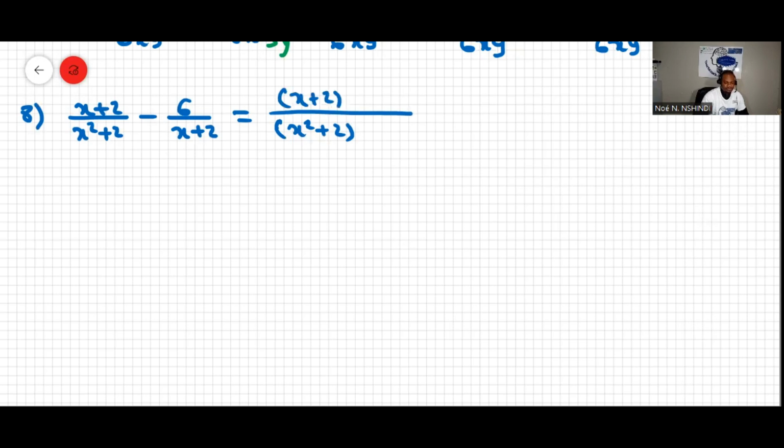x plus 2 minus 6 over x plus 2. Now, to get the LCM, I must times here by x plus 2. So x plus 2 here is also represented here. And then to make the fraction even, I'll times here also by x plus 2. And on the other fraction, I'll times here by x squared plus 2, and to make the fraction even, this must also be x squared plus 2.